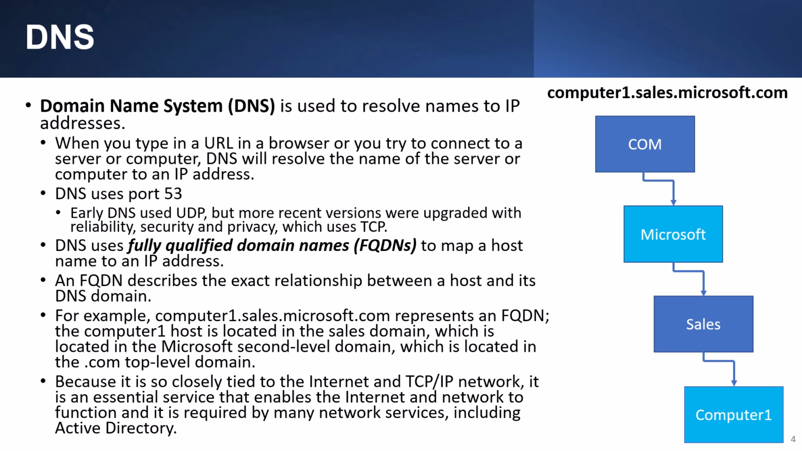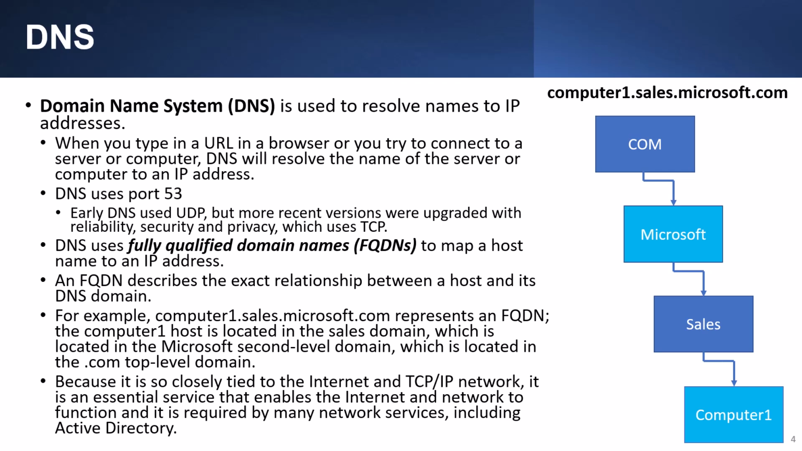For example, computer1.sales.microsoft.com represents an FQDN. The Computer1 host is located in the sales domain, which is located in the Microsoft second-level domain, which is located in the .com top-level domain.